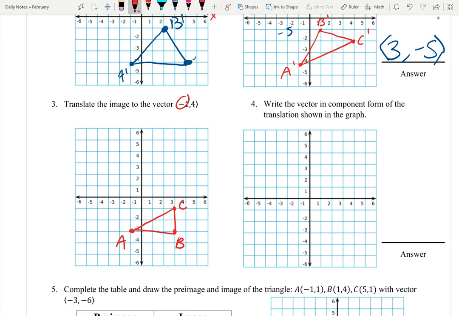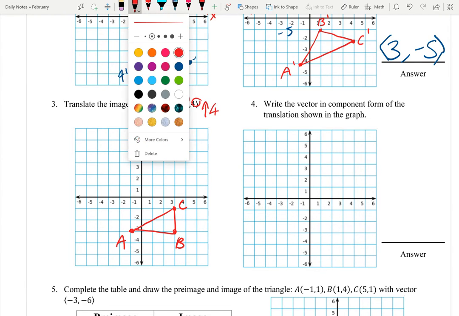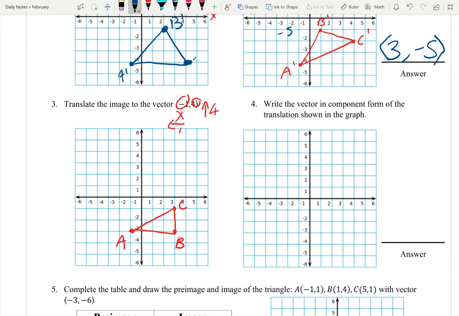So -1, remember, regards the x-axis. So this is going to go left 1. And then the 4 regards the y-axis. So it's positive. So it's going to be up 4. So we have to count left 1 and up 4. So from A, we'll start there. We'll go left 1 and up 4. So 1 and then up 1, 2, 3, 4. That puts us right here for A prime.